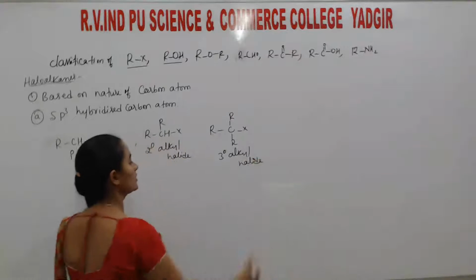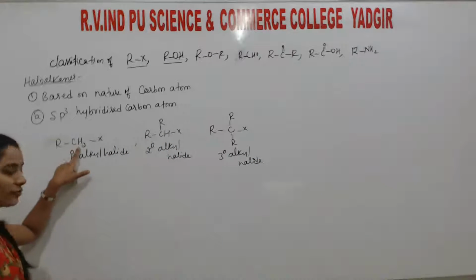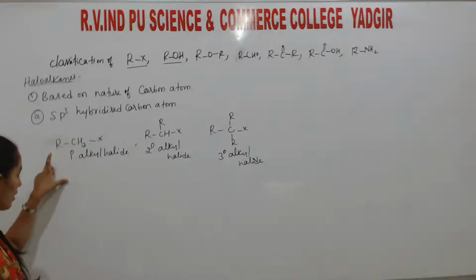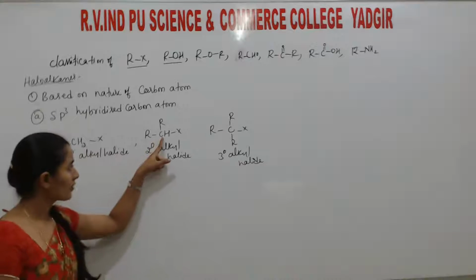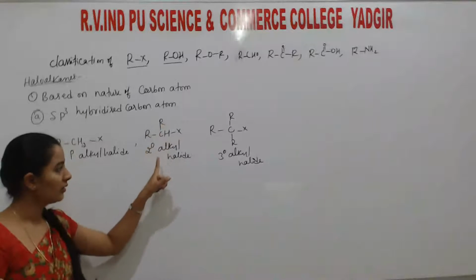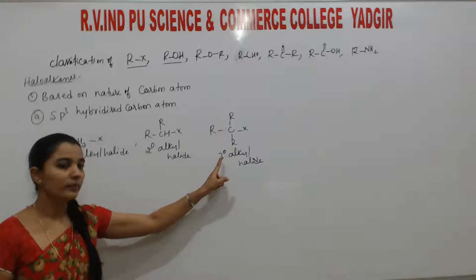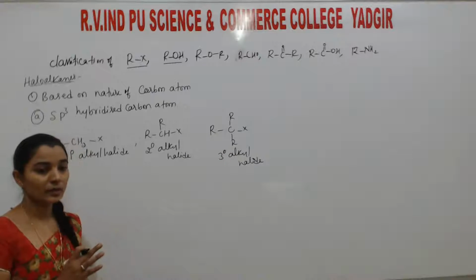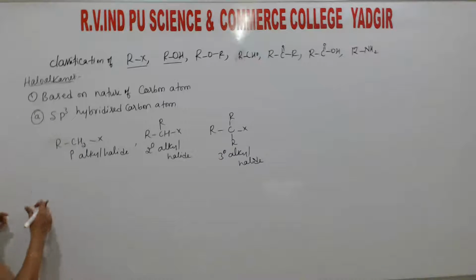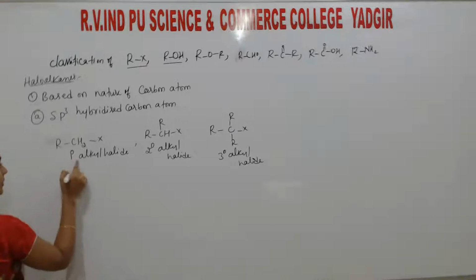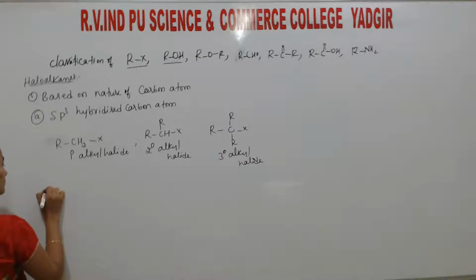Why is it said like that? Because if the carbon atom is attached to only one R group, then it is primary. Carbon further attached to 2 R, secondary. Carbon which is further attached to 3 R groups, that is tertiary. That is the same rule. They are already identified. Next, so this is the first type.